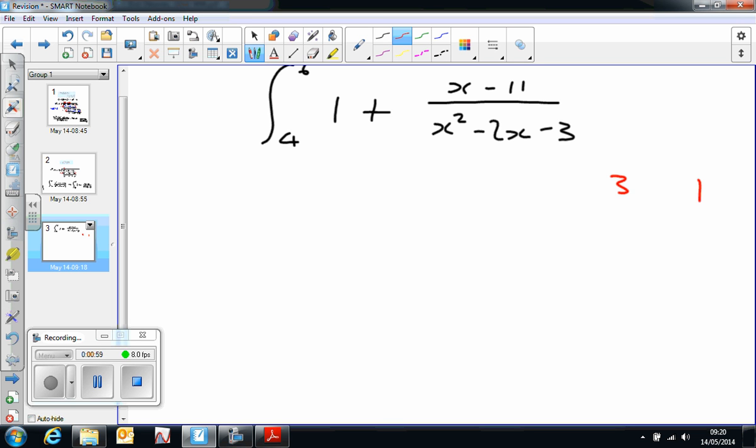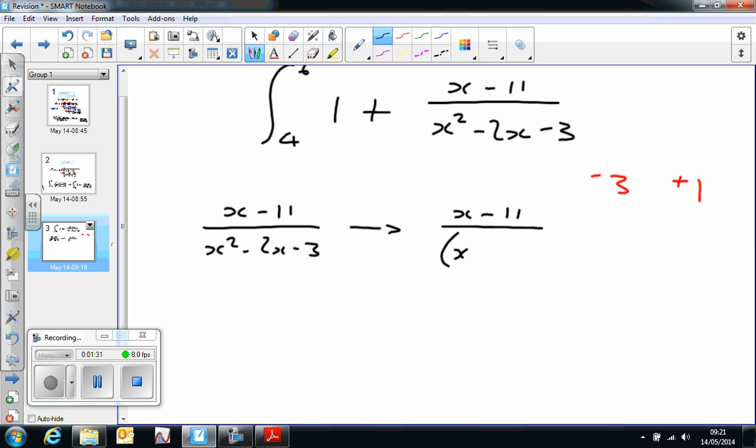So what combination of 3 and 1 will add up to give -2? 3 and 1 is 1. Say again? 3 and 1 is 1. To give -2. Oh, -2. Yeah, so it'd be -3 plus 1, won't it? Okay? So those are our two factors. So in other words, focusing on the second fraction, x minus 11 over x squared minus 2x minus 3 can become x minus 11 over x minus 3, x plus 1.